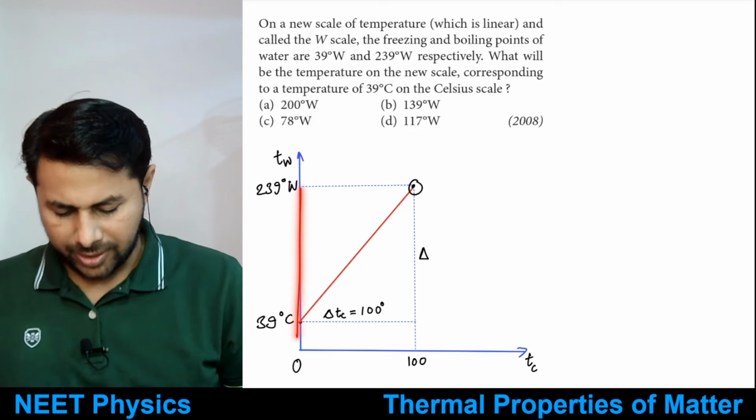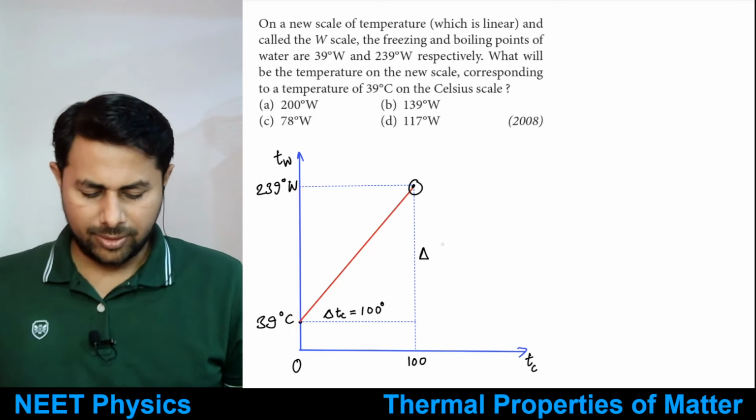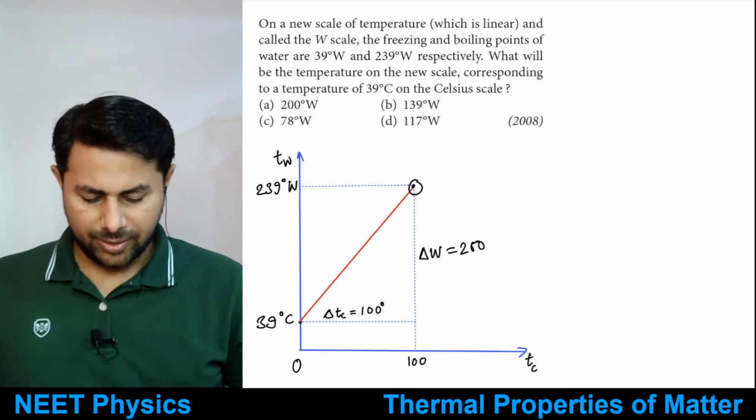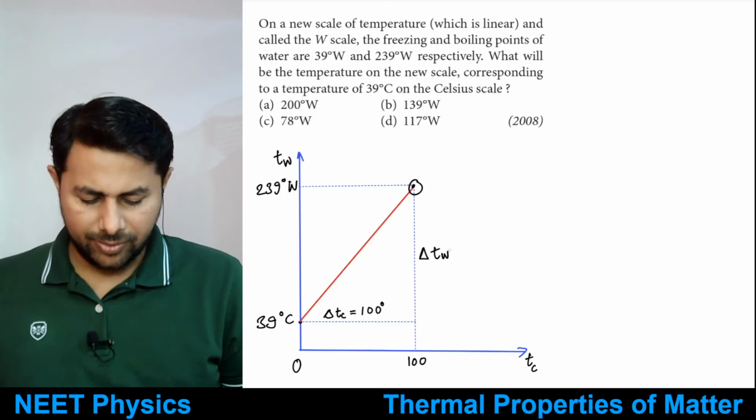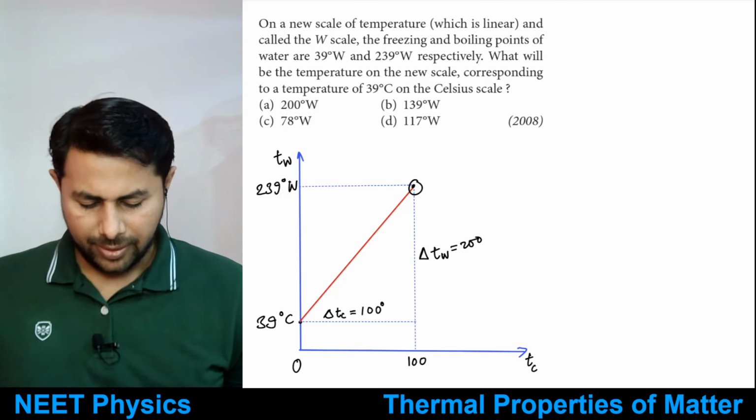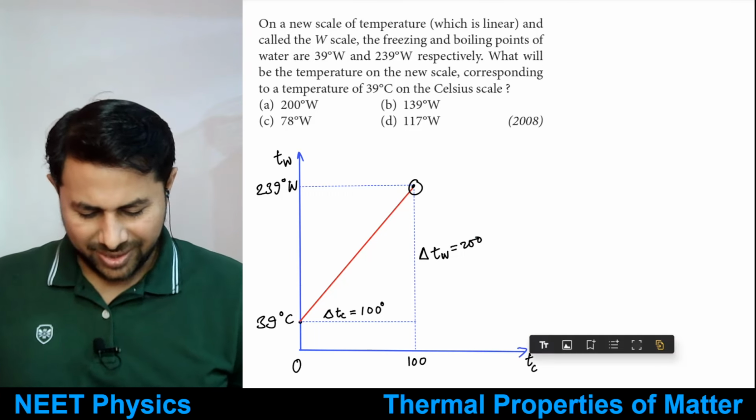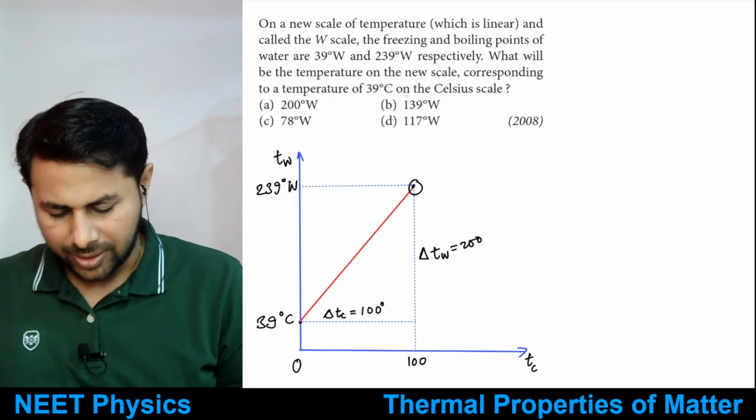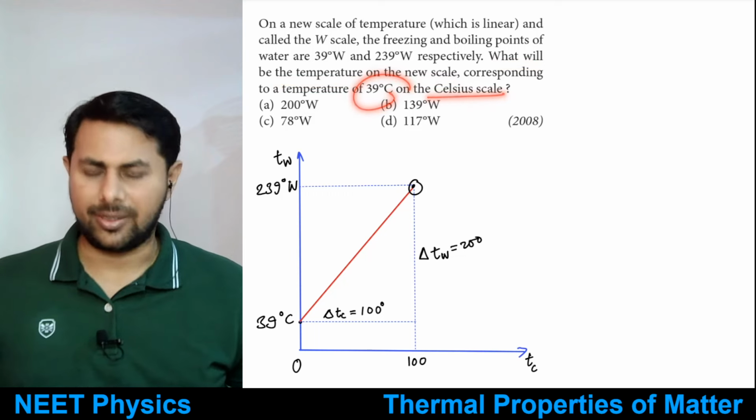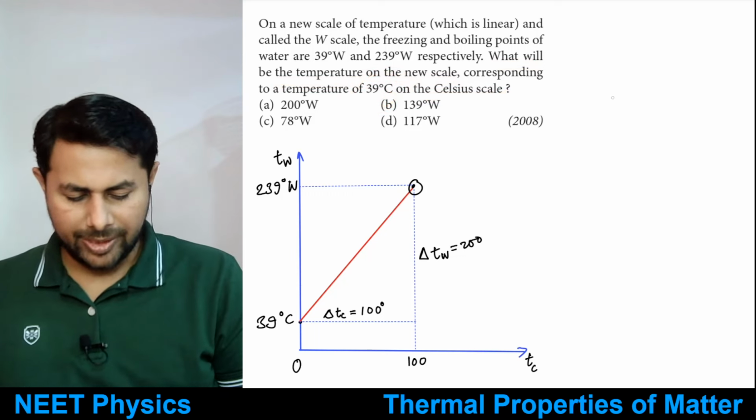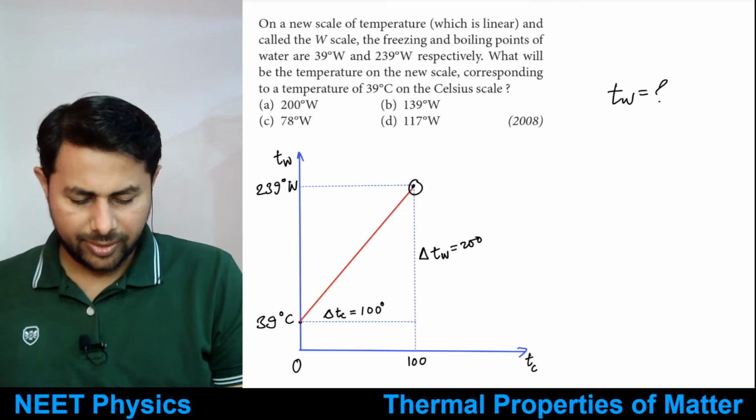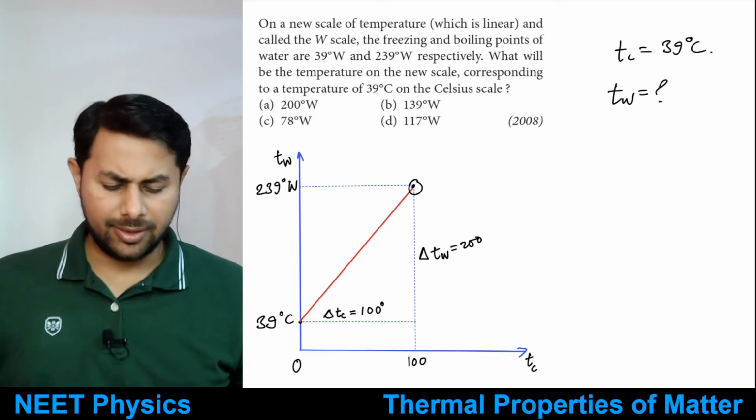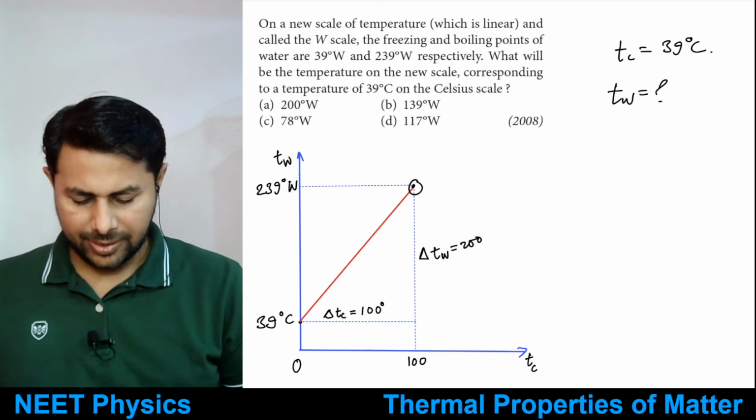So how much is the difference in these two? It is 200. So delta W is equal to 200, right? Or delta temperature in W is equal to 200 degree W. So then the question is, what will be the temperature on the new scale corresponding to 39 degrees Celsius on the Celsius scale? So what will be temperature in W? TW equals what, when TC is 39 degree Celsius? We can very easily find the relation between these two.